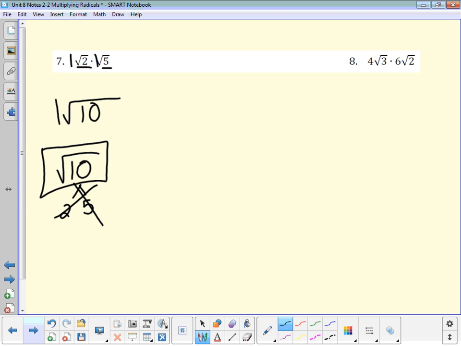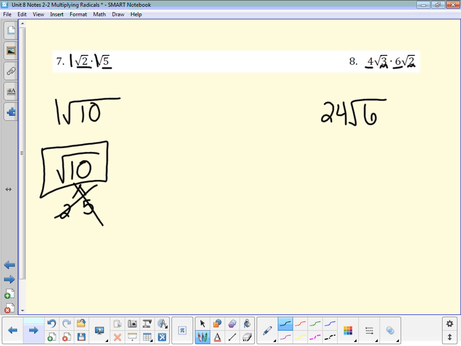Let's go ahead and take a look at number 8. Now number 8, what we actually have to do is multiply outside first. So we actually have to do that step. So the first thing I'm going to do is multiply those outside numbers. I'm going to take 4 times 6, and that's going to give me 24. Next thing I want to do is write my radical, and then I'm going to multiply what's underneath the radical. So I'm going to multiply 3 times 2, and that's going to give me 6.